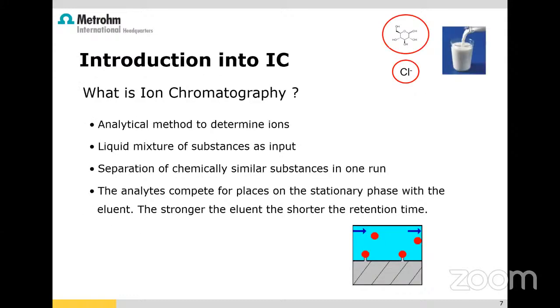Then what is ion chromatography? Chromatography in general, as you know, is one of the analytical techniques. So what are the other analytical techniques? We have spectroscopy, which is one more analytical technique. We have electroanalytical methods, which is one more analytical technique.